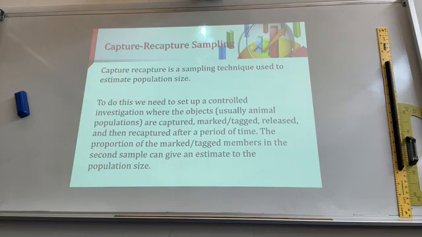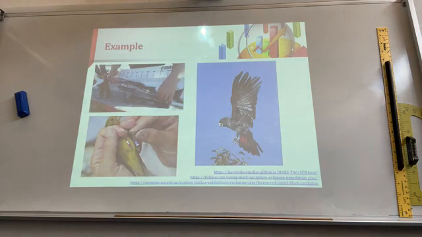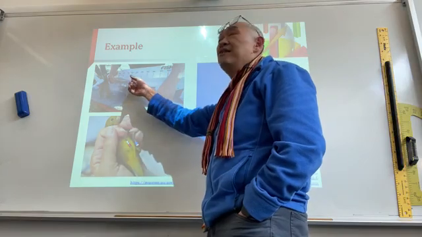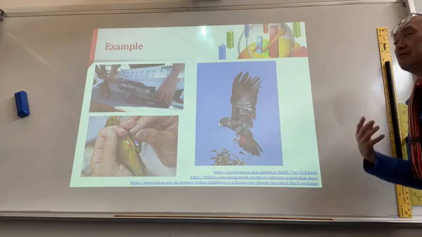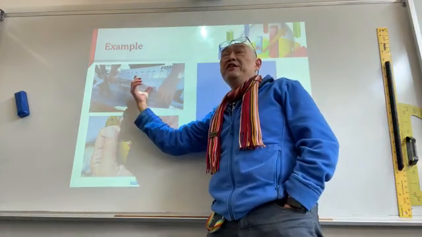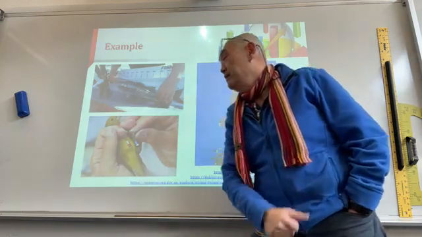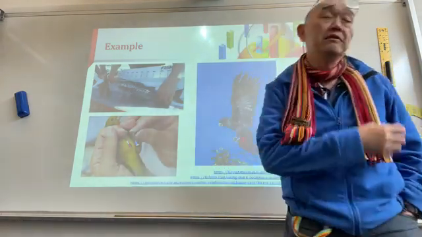So the proportion of the marked or tagged members in the second sample can give an estimate of the population size. All right? I'll go through and give you some examples. For example, let's say you want to look at the population of a particular type of fish in a lake. What people will do is capture a few of them, measure and tag them, and then let them go again. After about 4 or 5 weeks, you recapture the same amount of fish and see how many of them are tagged.